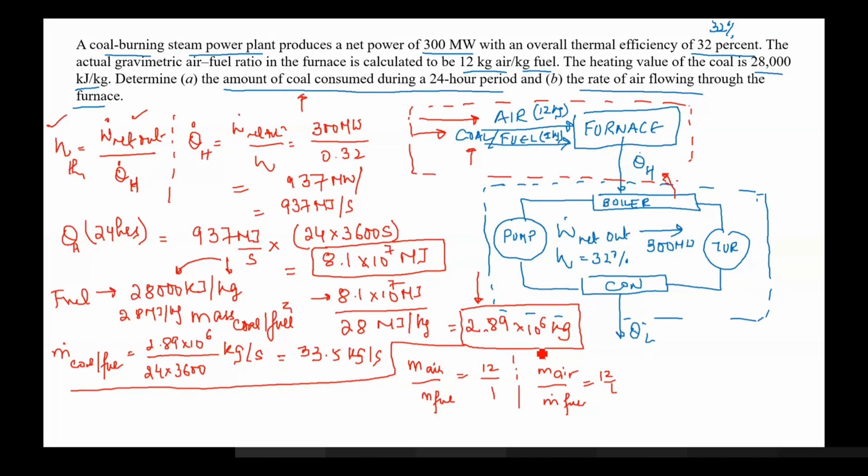So if I want to find out the mass flow of air, it is essentially 12 times the mass flow rate of fuel or coal. So can you find out the mass flow rate of air? 401.78. So this is 401.7 kg per second. Is this point clear to you? Yes, sir. All right, great.